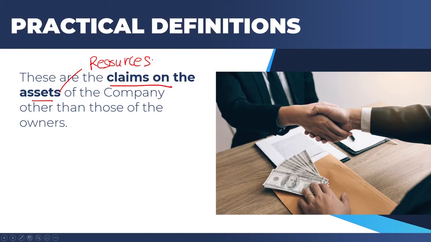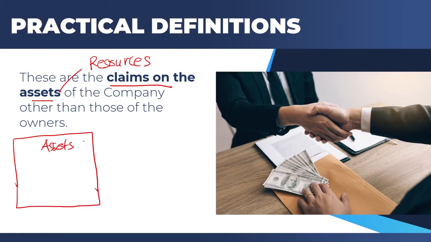So for example, if assets are represented by this rectangle right here, if the assets are the resources of the company, the liabilities are one of the two types of claims on those resources. As you can see on the screen, it is how you will split the assets at any point in time. So right now, I split it half, 50-50. But it's not always like that. The first half are the liabilities.